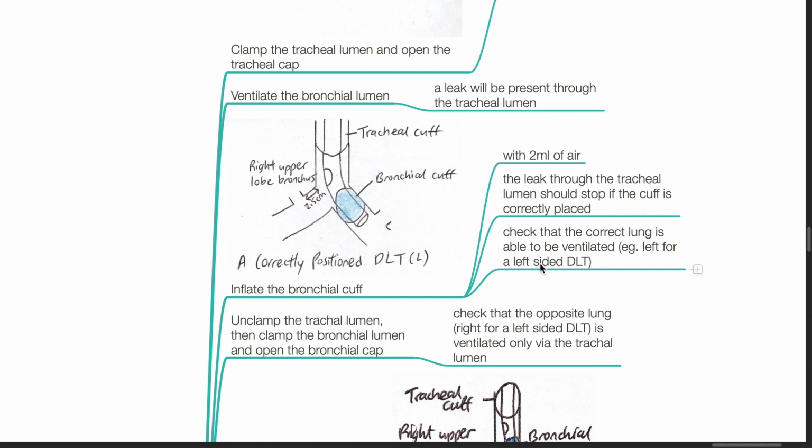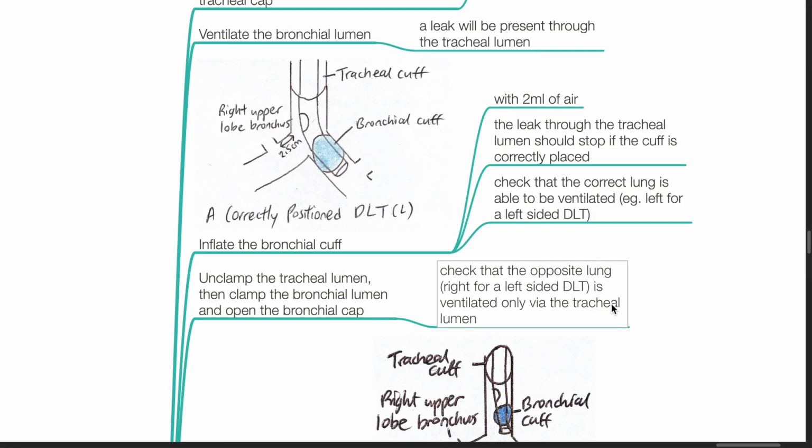Check that the correct lung is able to be ventilated. Unclamp the tracheal lumen, clamp the bronchial lumen and open the bronchial cap. Check that the opposite lung is ventilated only via the tracheal lumen.